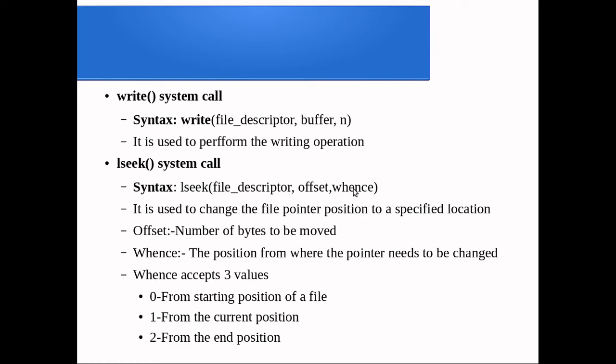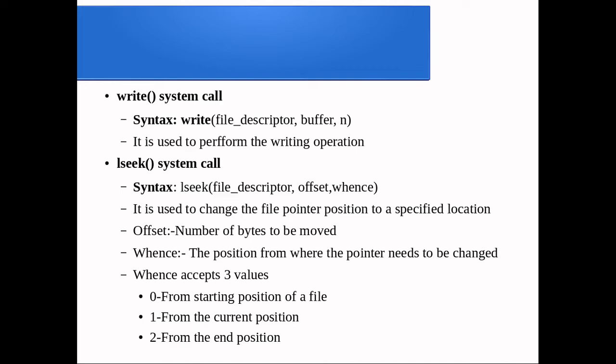If I give whence value as 1, it means from the current file pointer position we move the offset value. Then 2 indicates from the end position. From the end position, those many bytes will be moved, so the file pointer is moved that many bytes from the end position.